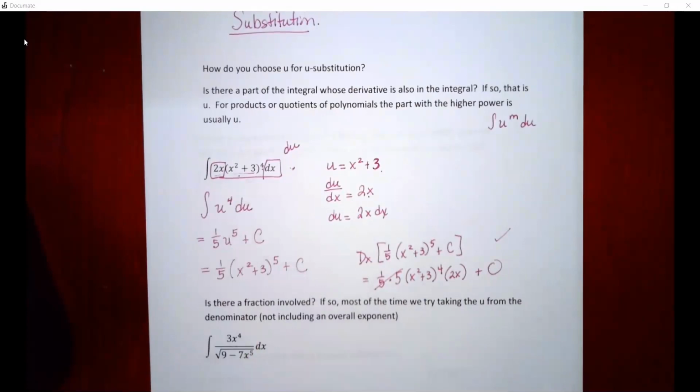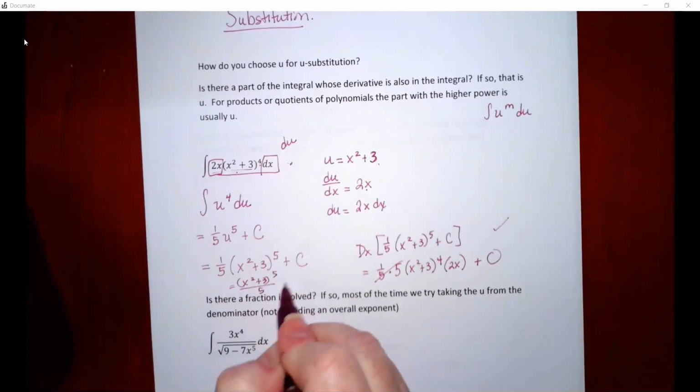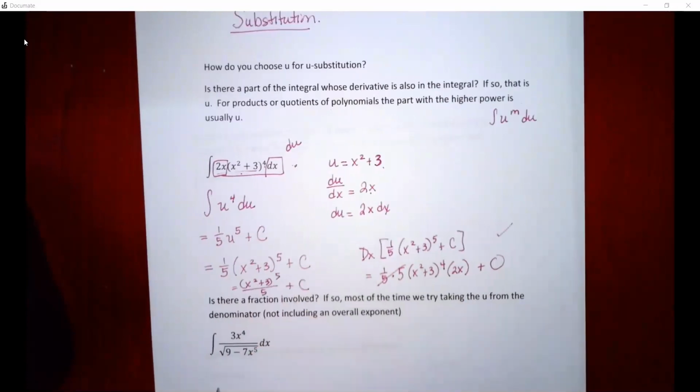I have a question real quick. Yes. For the answer, are you okay if we put the whole thing that's in parentheses over 5 to the 5th power plus 6 plus c? Oh, so just write it as that? Yeah. That'd be perfectly fine.